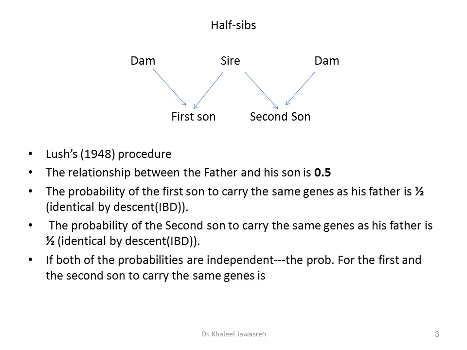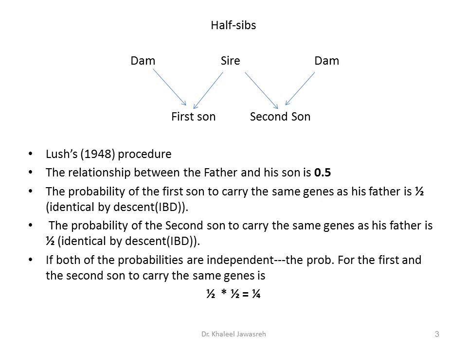If both of the probabilities are independent, and I refer here to the probabilities lecture that you have taken in the biostatistics course, you need to understand it well. The probability for the first and the second son to carry the same genes is half multiplied by half, equal to 0.25. This is because they are independent events. If you return to the probability lecture in biostatistics, you need to understand that we multiply the first probability by the second probability, and you will obtain the result. So both probabilities are independent, the first and the second son carrying the same genes.